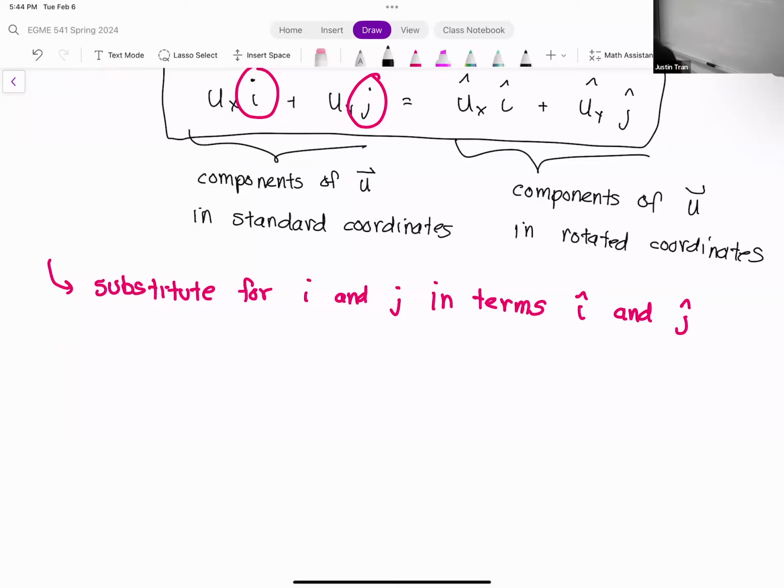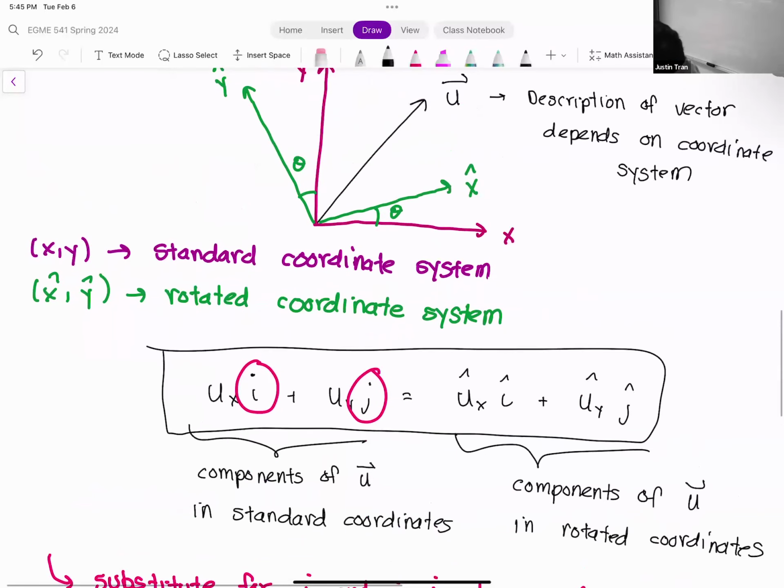Let me go ahead and draw this triangle here. The i vector we know is a unit vector in the standard x direction, so that means it's a horizontal vector and it has length 1. Let's draw a triangle, in particular like this, where I'm going to use the angle theta. That angle theta is the same angle theta that we're using in the rotation.